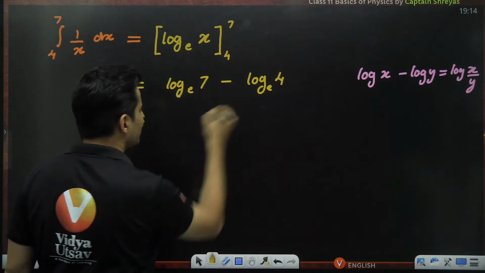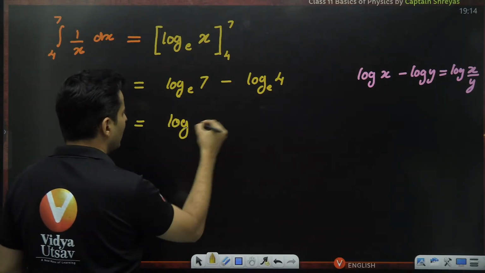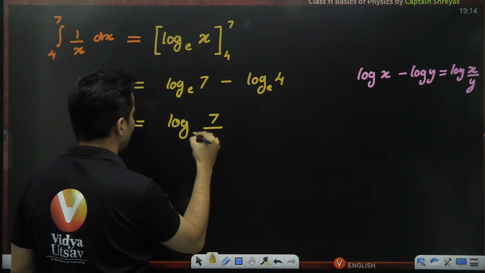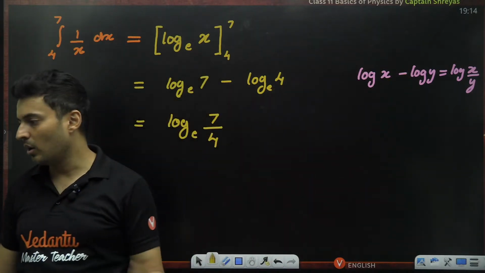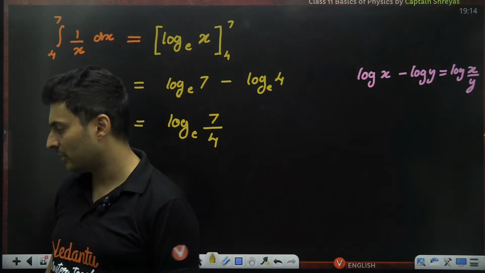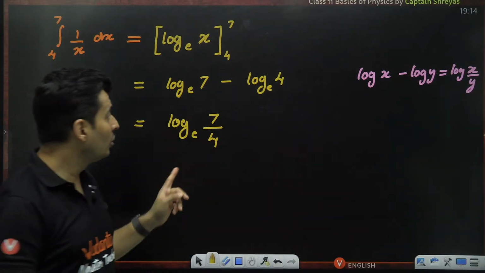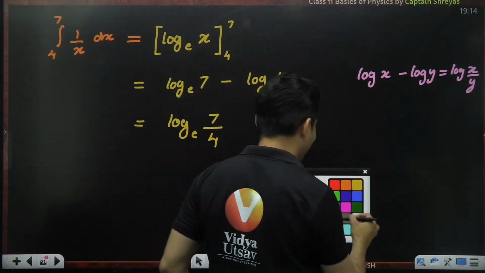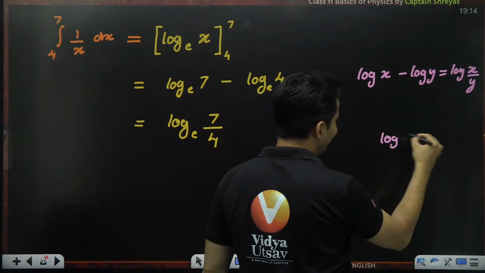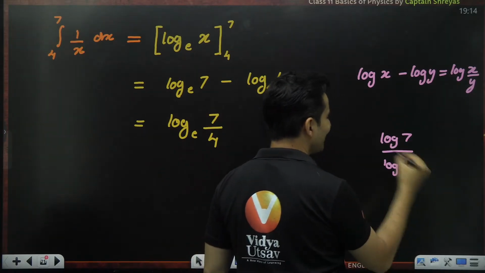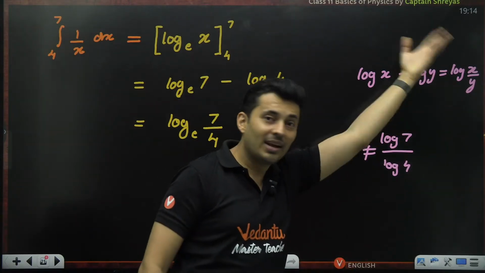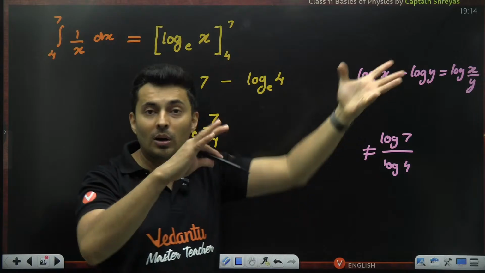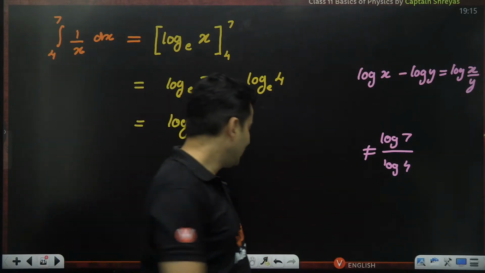So this is log of x minus log of y. Oh, sir, so this will be log of 7 by 4. Yes, correct, my dear. So log of 7 by 4 will be the answer. Log of x minus log of y is log of x by y. Got it? Don't put log of 7 by log of 4, as some of you did. This is not true. It is log of the inside parts, not log of this by log of this. That is not correct.